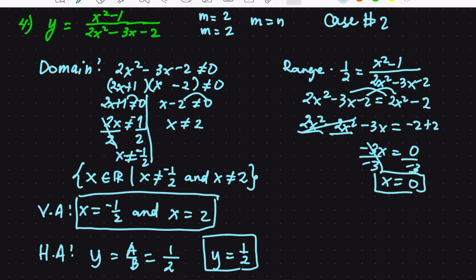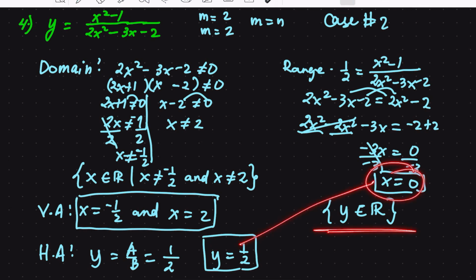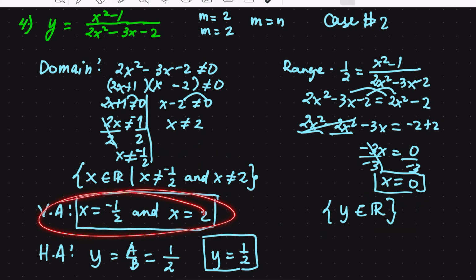So may kapartner yung 1/2 natin. Okay? Ibig sabihin, kapag may kapartner yung y, ang magiging range natin, y is element of all real numbers. Okay? So kapag may kapartner, all real, so ito magiging range natin. Domain, range, vertical asymptote, and horizontal asymptote. So that's the way how you are going to determine the domain, range, vertical asymptote, and horizontal asymptote.